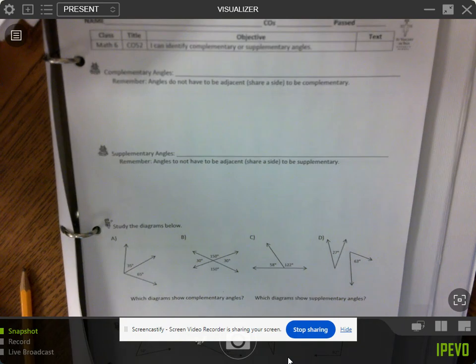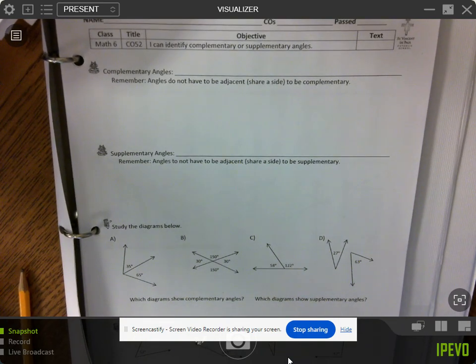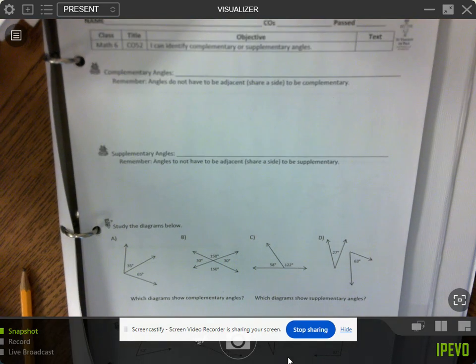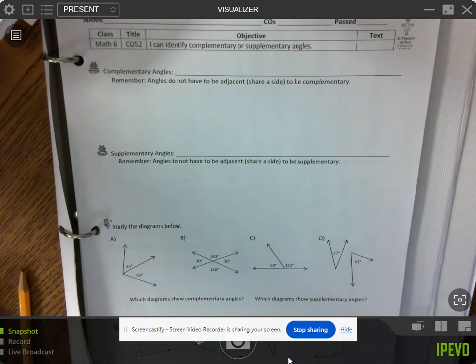Good morning. Today we are working on CO52. We are continuing our work with our angles, working on that geometry stuff. CO52 says I can identify complementary or supplementary angles. Yesterday we talked about acute and obtuse with the right and the straight angles. Today we're talking about complementary and supplementary.